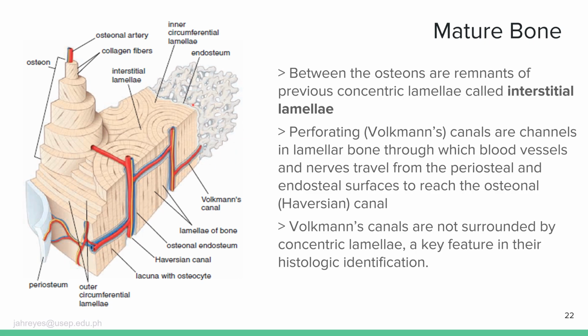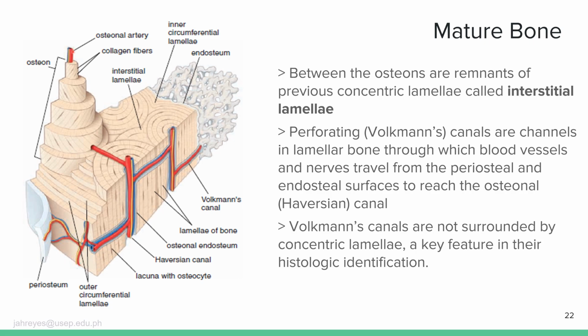So this is an illustration or a diagram of a section of a compact bone. So the concentric lamellae and the Haversian canal that are being surrounded consist of the osteon. So you saw that in the previous slide. So one of the Haversian system here is fully examined.